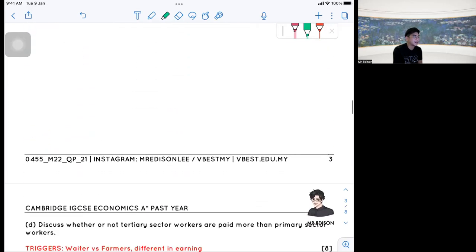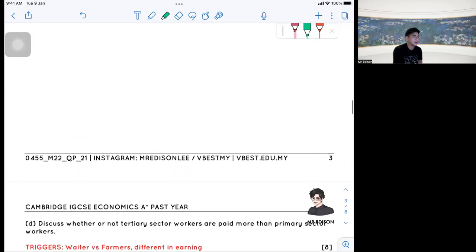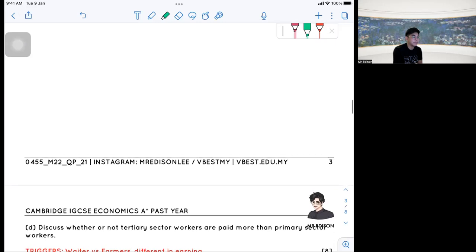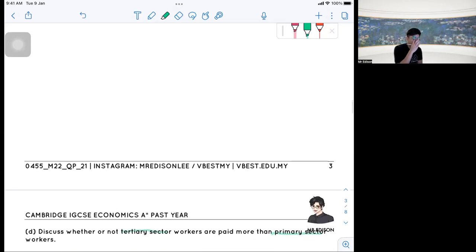Okay, so now the next one, discuss whether or not tertiary workers are paid more than primary sector workers. So something interesting here is tertiary workers and primary workers. Primary sector is the kind of industry that focuses on the extraction of raw materials such as mining, fishing, and so on. And then tertiary is more like service. When I say tertiary, a lot of people, the first thing that comes to your mind is like what?